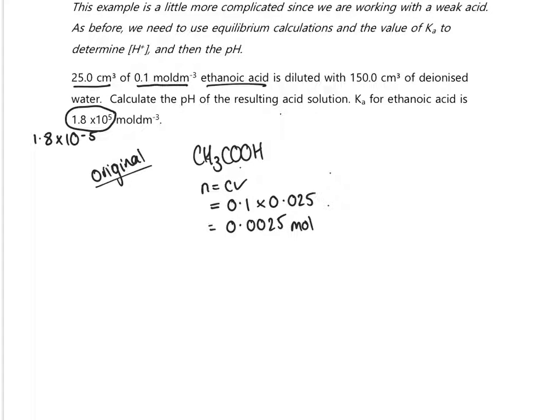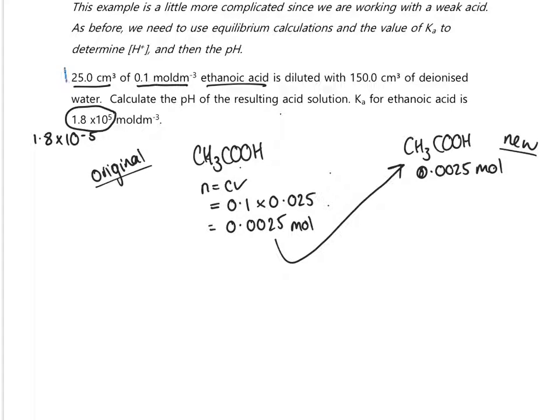So that's how many moles of acid I have. That doesn't change in the new solution, just the volume changes. And so I need to work out the concentration of the new acid. Okay, so I have 0.0025 moles of the acid, but I need to work out my total volume in this case, because they tell me I have 25 centimetres cubed of acid and it's diluted with a certain volume of water. When you see that, you need to add it to the original volume of acid to work out your new total volume.